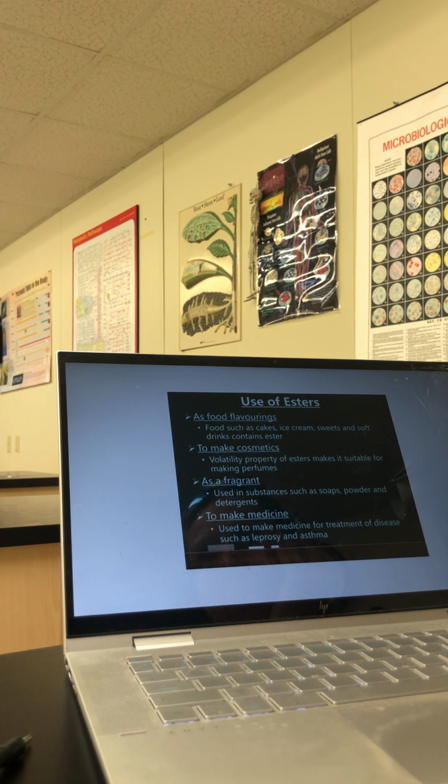All right, one of the cool things about esters is they smell really nice. So oftentimes you see them in soaps and powder and detergents, perfumes. They also are used as food flavorings and in medicine. So they have been used to treat diseases such as leprosy, which you don't see very often anymore, and asthma, which is pretty common.